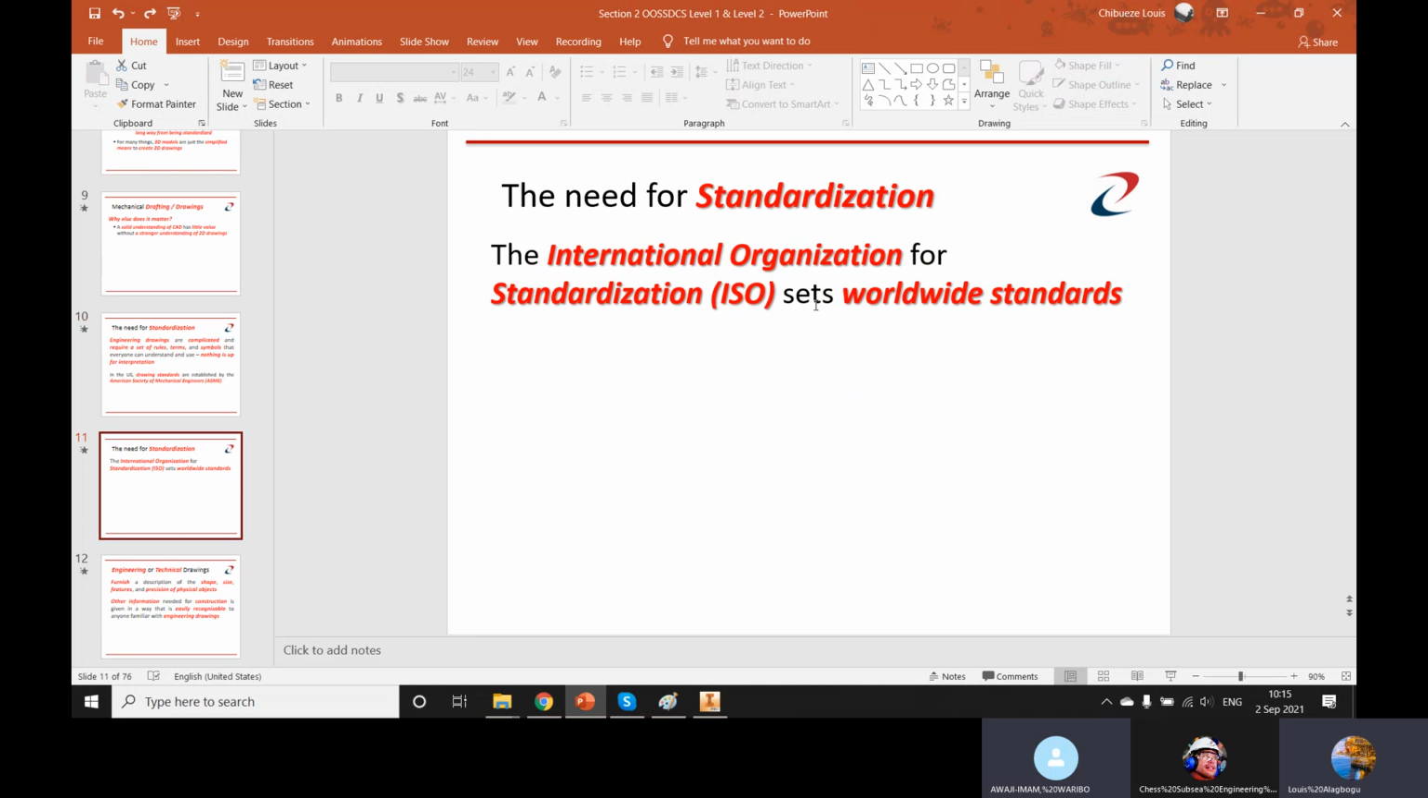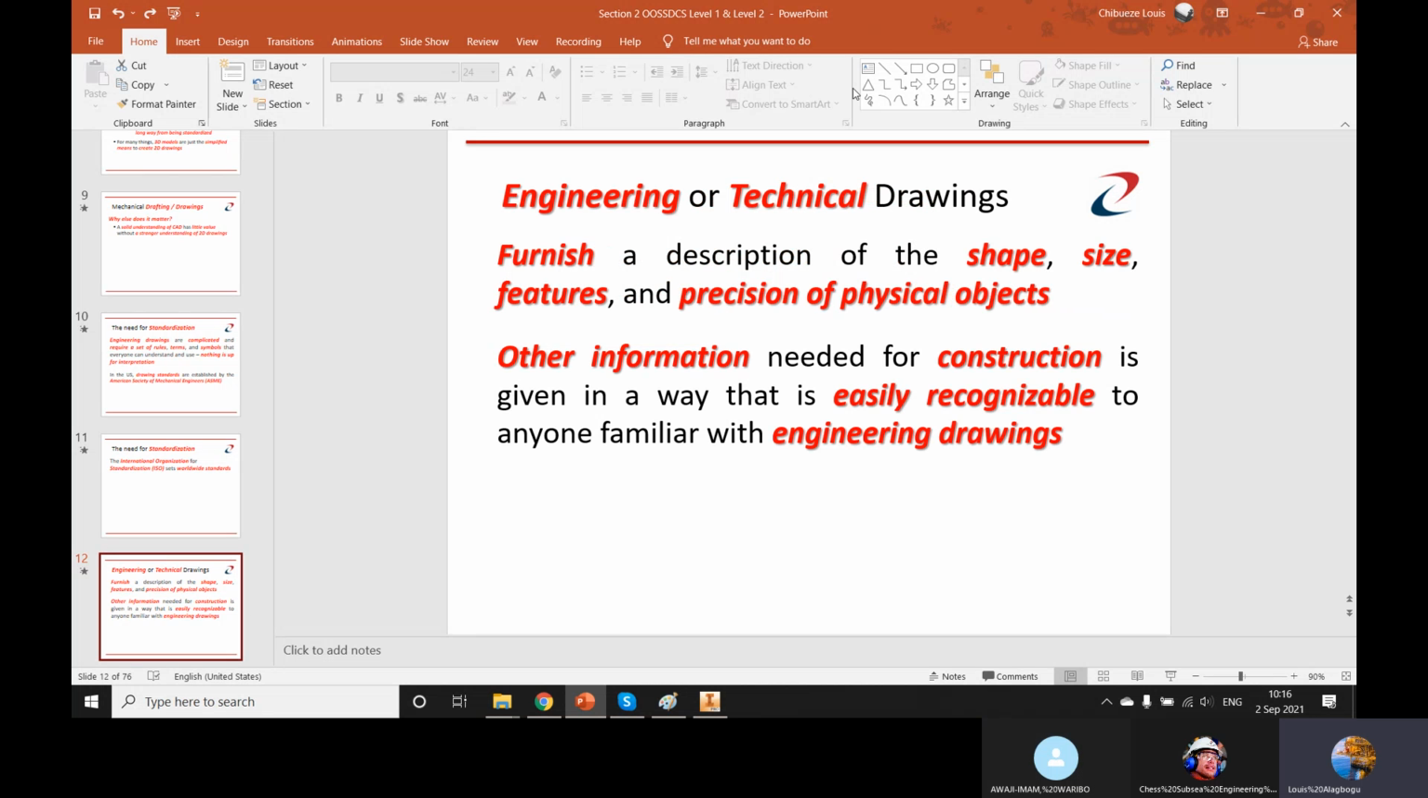There's ISO, the International Organization for Standardization. It sets the worldwide standards. ASME is an American body, although some companies draw with their own standard, which is still acceptable as far as you indicate it. Engineering or technical drawings furnish a description of the shape, size, features, and precision of physical objects. Other information needed for construction is given in a way that is easily recognizable to anyone familiar with engineering drawings.